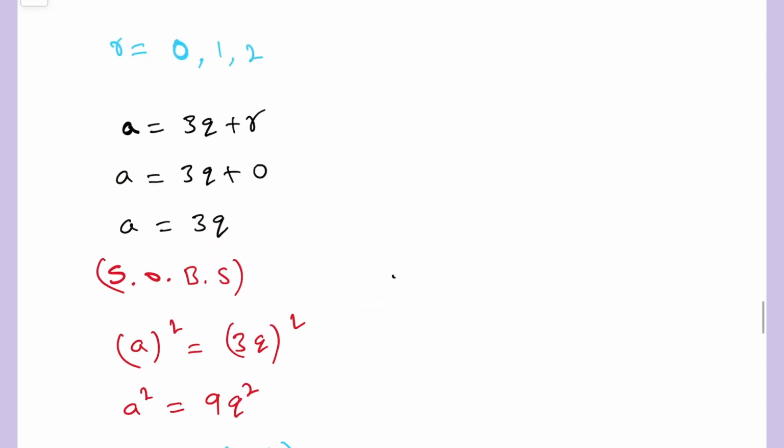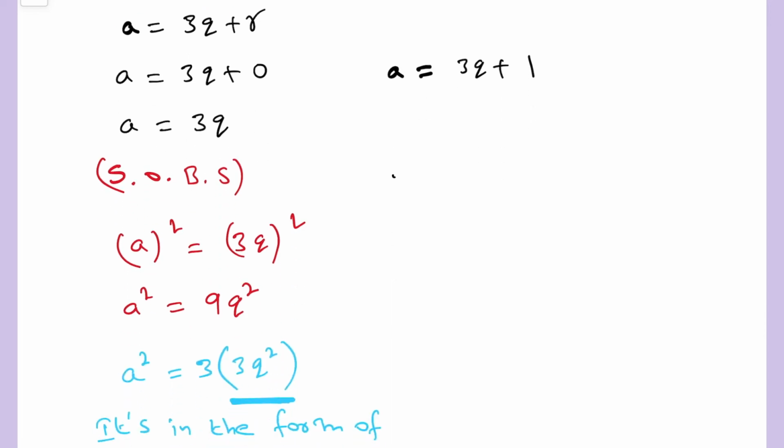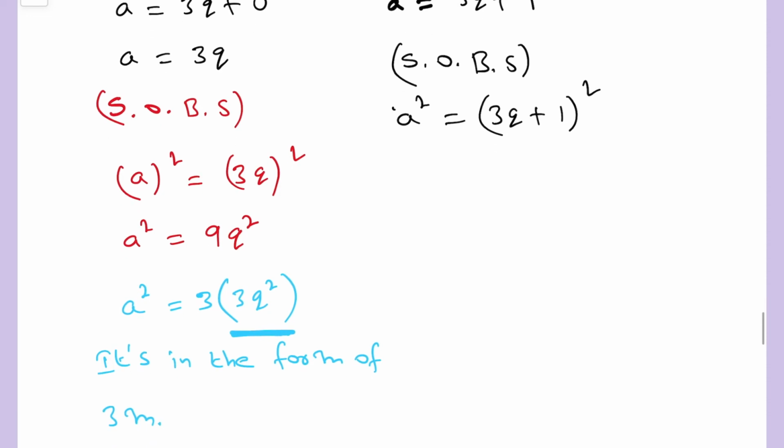Next, let us take the second remainder, that is 1. a equals 3q plus the next remainder 1. Again for this also do squaring on both the sides. a square equals 3q plus 1 whole square. Left side we don't have any work with that, so just leave it like that only. Now the right side part, if you observe, 3q plus 1 whole square, that is in the form of a plus b whole square.